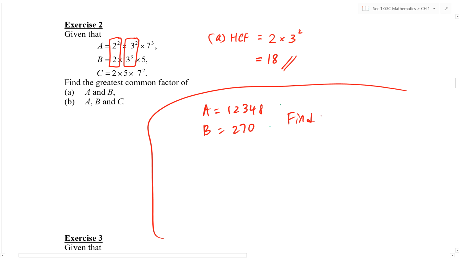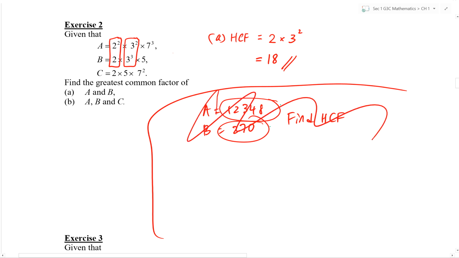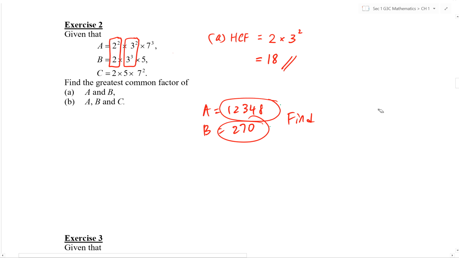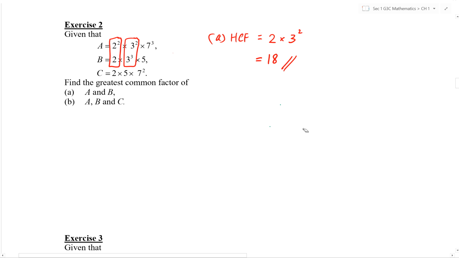Find the HCF of these two. Wow, are you going to list everything out? Can you imagine the amount of work you have to do to list everything out? What are the factors for this? Find HCF, find HCF. So, we don't want this primary school method anymore. We are going to use index notation to help us. In less than 1 second, we can get the answer already. Okay, we practice.